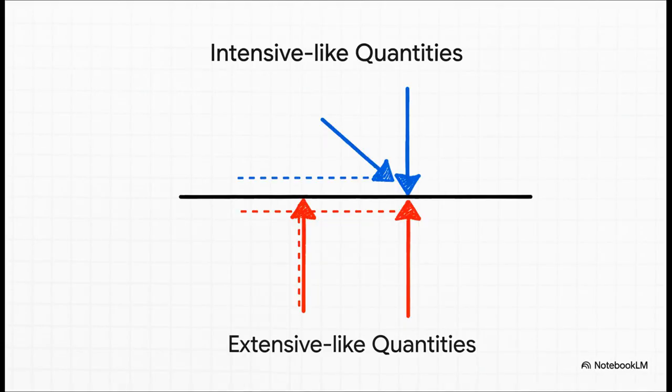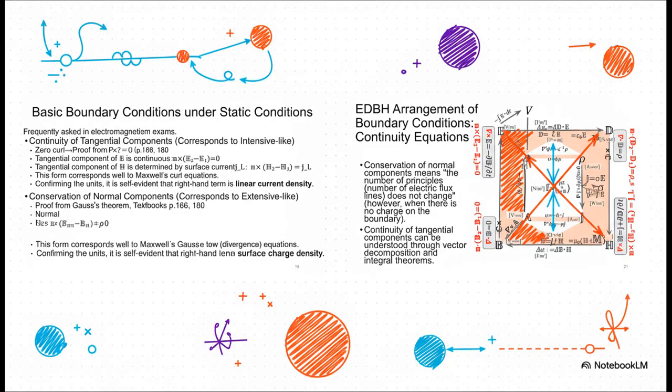Okay, let's look at the basic rules of the road, at least under static conditions. For our intensive-like quantities, that's E and H, they're components that run parallel to the boundary, the tangential components. They have to be continuous right across it. But for the extensive-like quantities, D and B, it's their normal components, the ones that are perpendicular to the boundary, that are conserved. Now let's actually map these rules onto our EDBH framework.